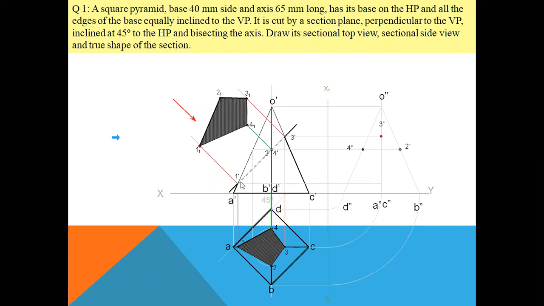And finally, if you project this 1 dash, you will get 1 double dash, and that will again come at the center, as you can see from this side. Now you have got 4 points, you just need to join them and complete the drawing, right? This is the center line, and you complete the hatching, right?